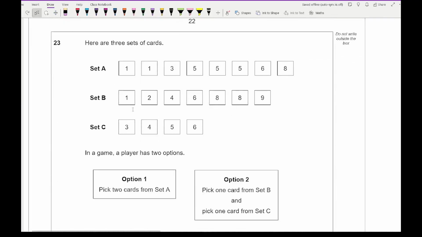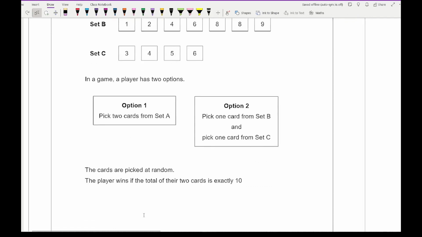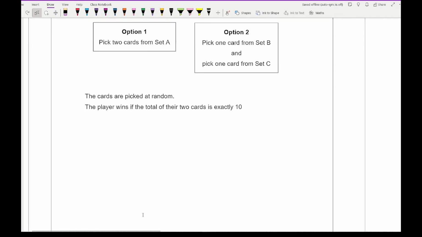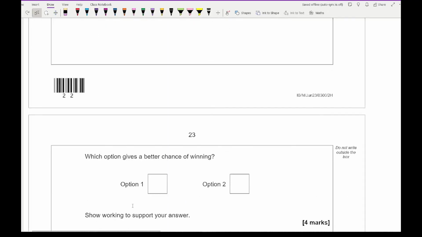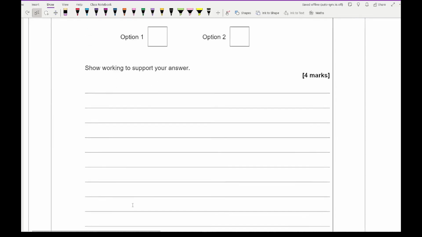Moving on to question 23, it says here are 3 sets of cards. We've got set A, set B, and set C. It then says in the game, a player has 2 options. Option 1, pick 2 cards from set A. Option 2, pick 1 card from set B and pick 1 card from set C. The cards are picked at random. The player wins if the total of their 2 cards is exactly 10. And what's the question asking, which is on the other page. I'm guessing it's which option gives a better chance of winning. Show your working to support your answer.